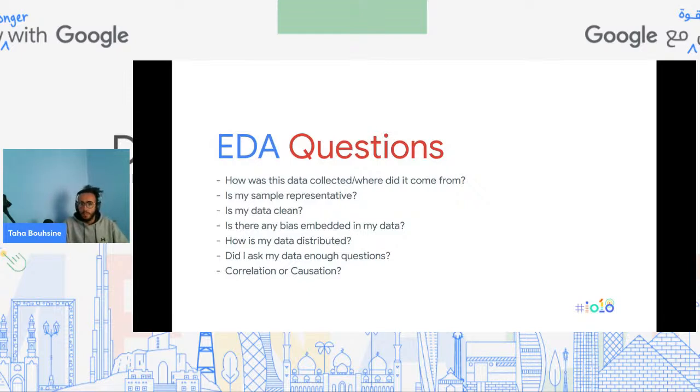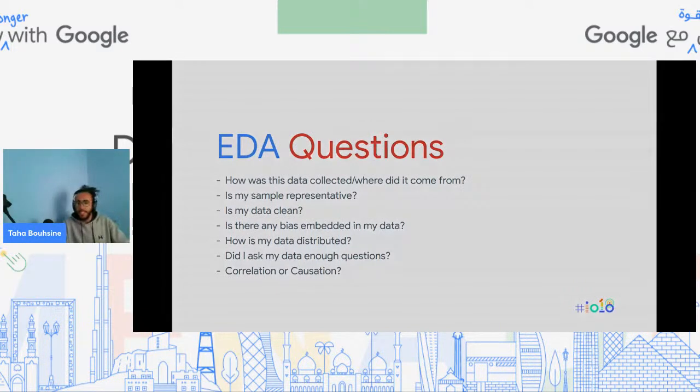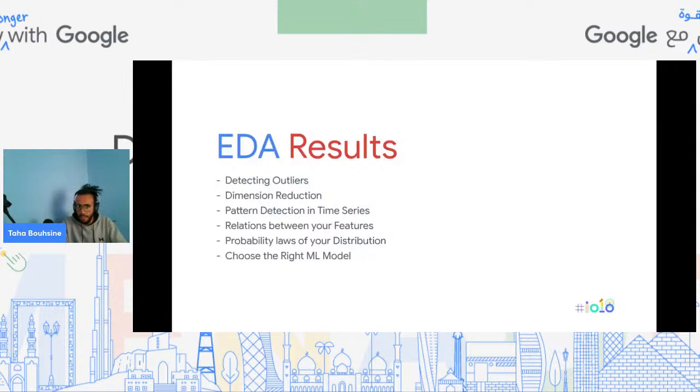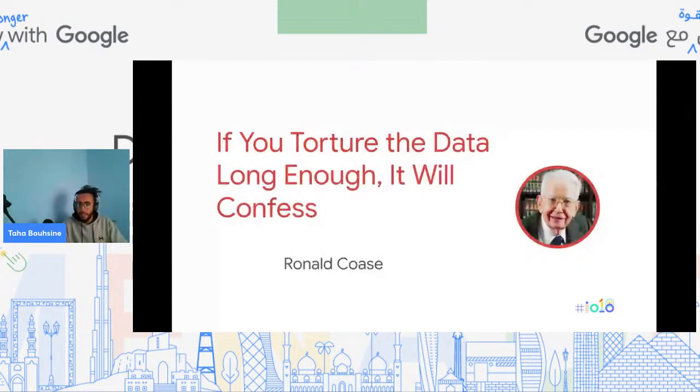And the results of this EDA process help us to detect many problems that may lie within our data, like detecting outliers. It helps us in reducing the dimensionality of our data. It helps us in detecting the patterns in time series and discovering the relations between the features of our data, and also choosing the right machine learning model to use and improving its results. And if we didn't study the data enough and ask it a lot of questions before feeding it to our model, surely enough, we will build just another machine learning model that will surely fail.